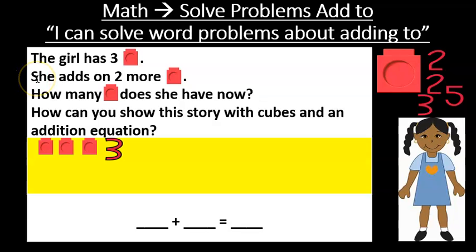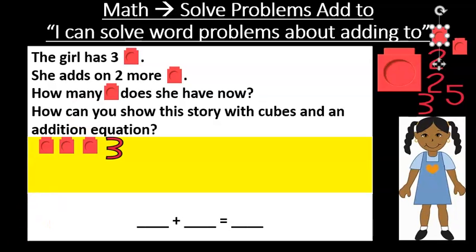Let's come now here to this second sentence. Read it with me. Here we go. She adds on 2 more cubes. Let's read it again. She adds on 2 more cubes. So boys and girls, how many more cubes does she add on? 2. Good job. So, since she adds on 2 more cubes, we're going to have to do this.